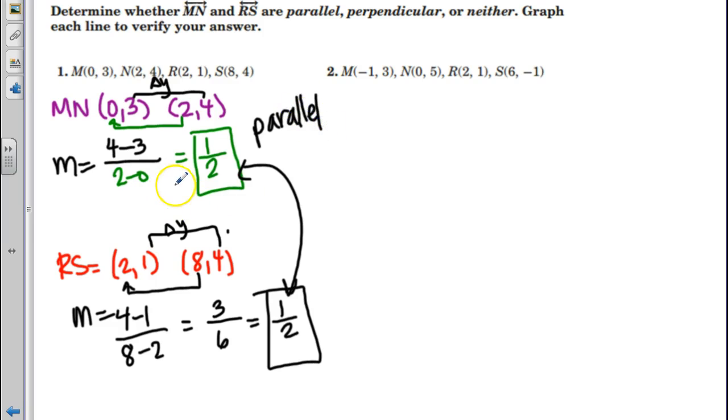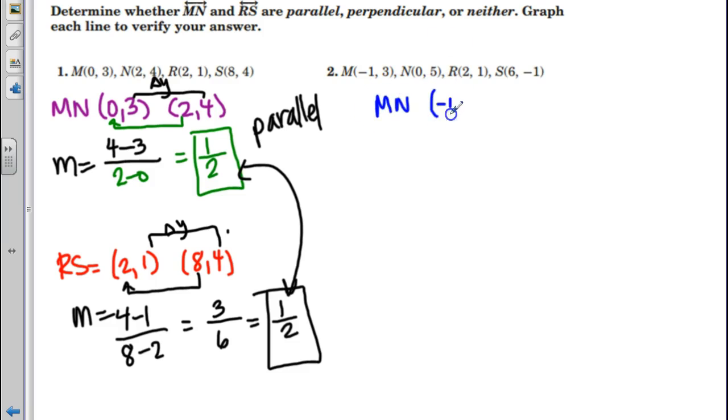All right, to check this on your graph, we'll totally do this in class also, but you will plot these 2 points and connect them, plot these 2 points and connect them, and see that those lines are running parallel to each other. So you could try that on your own. That'd be awesome. All right, let's do this next one.